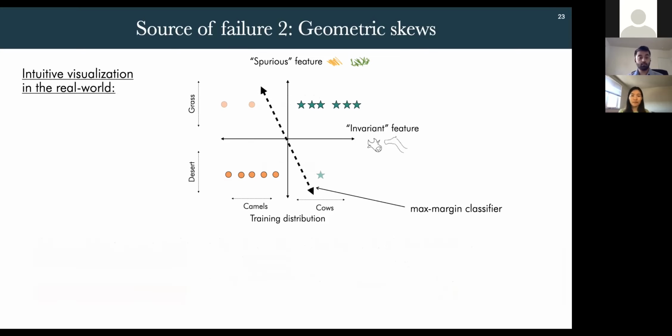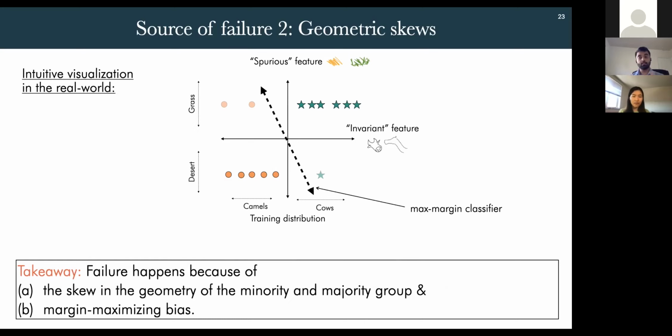Yeah, so let's take a step back, and at a high level, what we've seen here is that, again, we still are in a setting where the invariant feature is fully predictive of the label, and we are able to show that even the max margin classifier can fail in this setting. And this is because of something that has to do with the geometry of the data points, and also the fact that you want to maximize your margin.